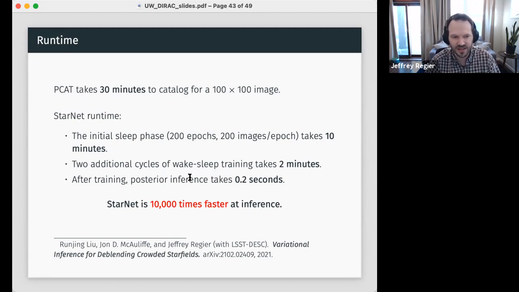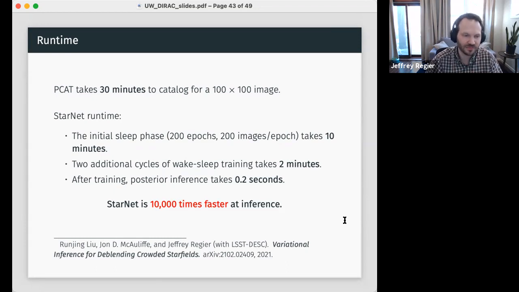There are caveats to this, but we think that the inference runtime is probably most representative of the runtime that would be required to process a large data set like LSST. There are issues to be worked out to apply it to regions that are different from where it's trained, but we think that the 10,000 times faster figure is an important number, and it is representative of the type of performance we could see on LSST. This work is all described in a recent arXiv preprint that we wrote and went through review with the LSST DESC collaboration.